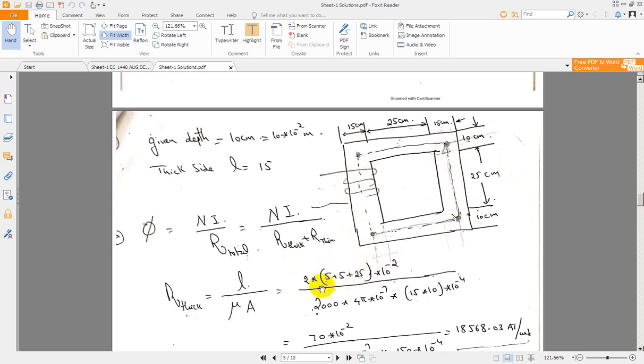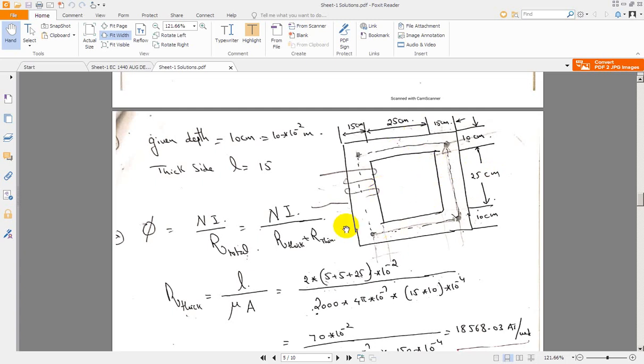This is the length of the thicker side divided by the permeability of the core, mu equals mu naught mu r. Mu naught is 4 pi into 10 power minus 7, mu r is 2000, which is given in the problem, into the cross sectional area. The cross sectional area is thickness into depth, with the depth into the screen, so it will be 15 into 10 centimeters, converting into meters, 10 power minus 4. This gives the reluctance of the thicker side, this side and this side.